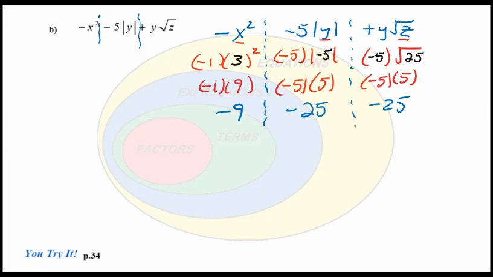So now I have all my term values. I can combine like terms. Negative 25 and negative 25 is negative 50, and negative 9 would be a total value of negative 59.